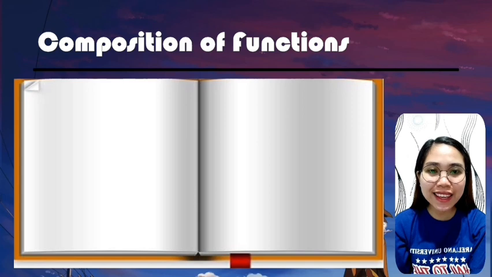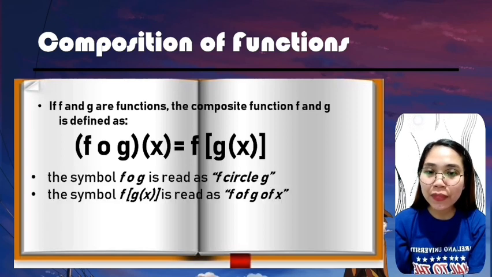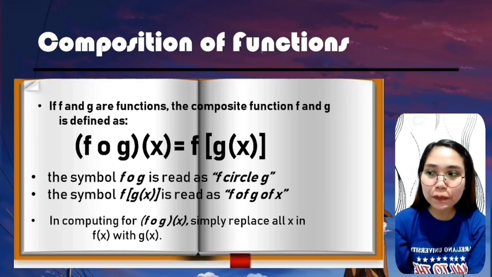Composition of functions. Definition: if f and g are functions, the composite function f circle g is defined as the quantity of f circle g of x is equal to f of g of x. Again, how do we read it? On the left side of the equal symbol, it is read as f circle g of x. On the right side, it is read as f of g of x.